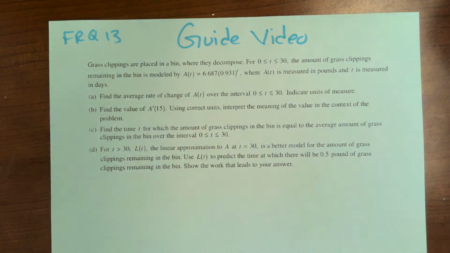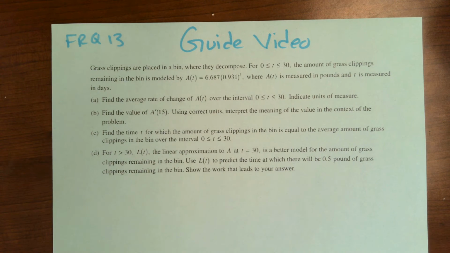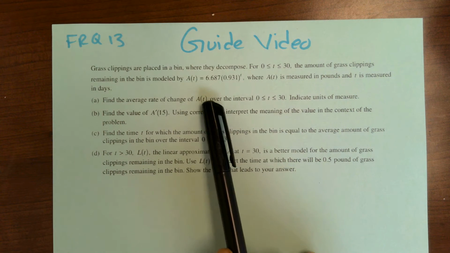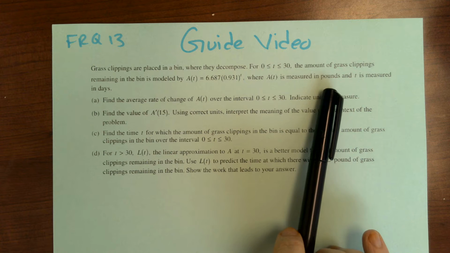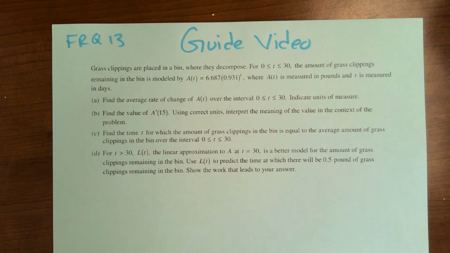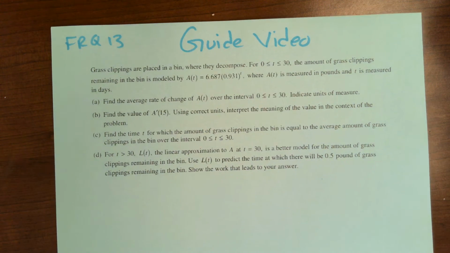So here is a guide video for this problem. Okay, so grass clippings are placed in a bin where they decompose. For time between 0 and 30, the amount of grass clippings remaining in the bin is modeled by that function there, where A of t is measured in pounds and t is measured in days. Find the average rate of change of A of t over the interval 0 to 30, indicate units of measure.